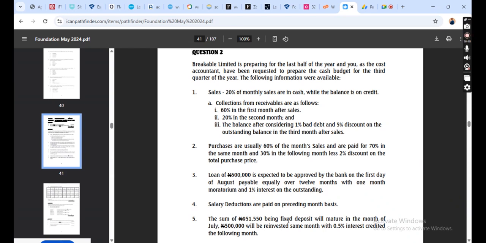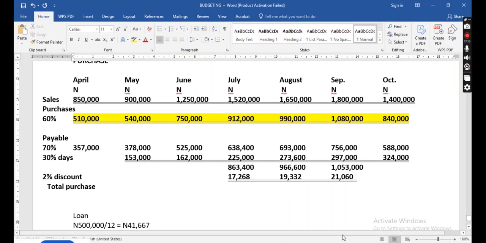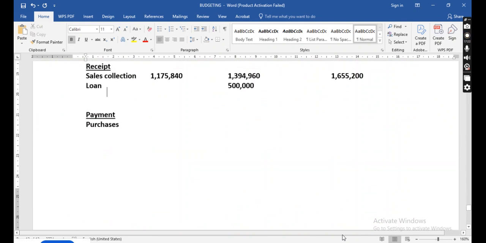Okay. From the question, with 1 month moratorium, which means that if you receive that loan in August, you will not pay it in August. You will pay it 1 month later, which is September. Class, am I communicating, please? Is that not so? Which means that you will pay it in September. Right? So we can have loan repayments.